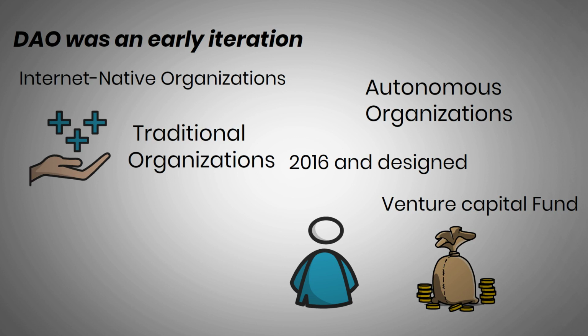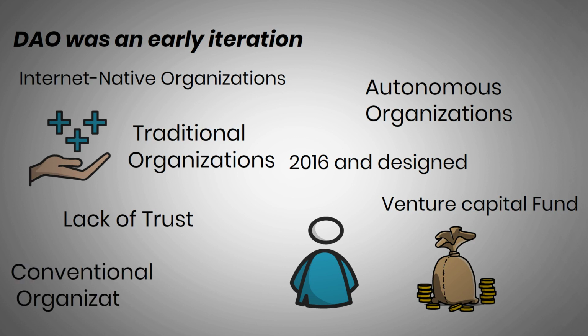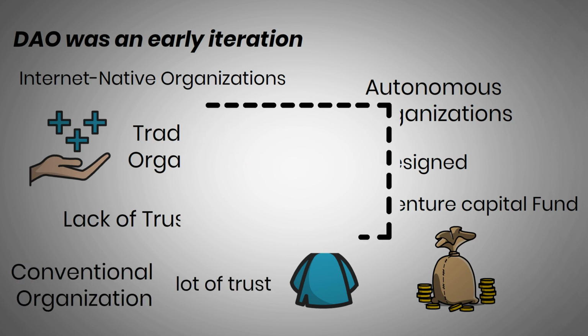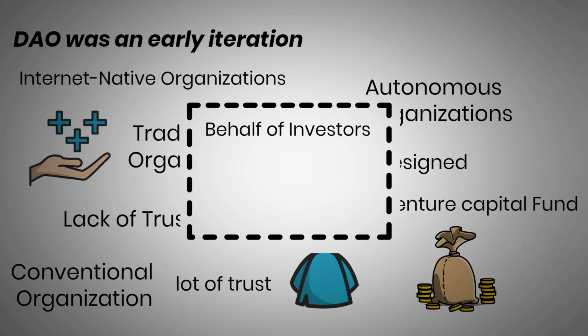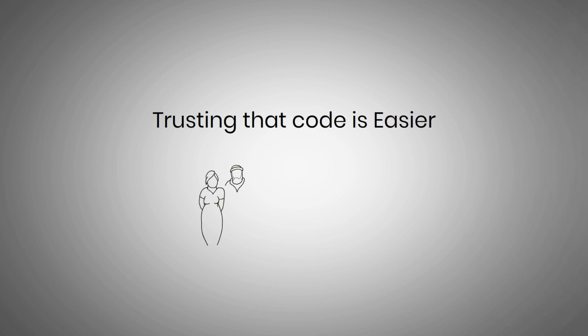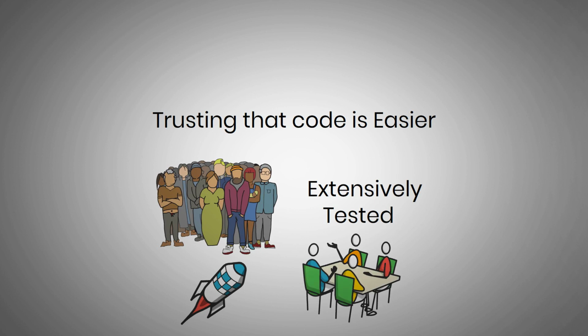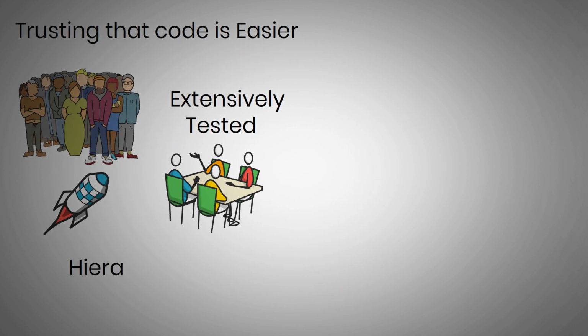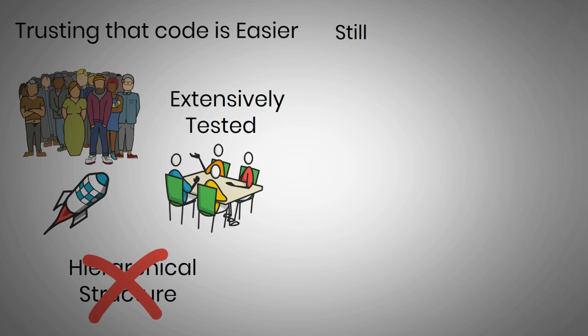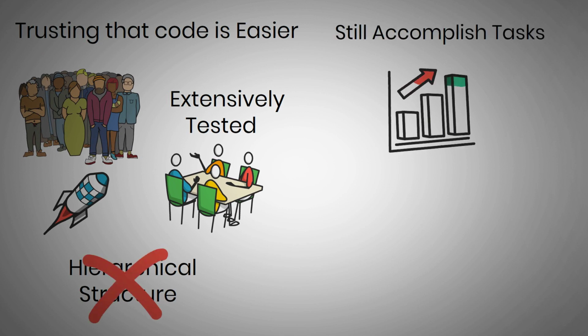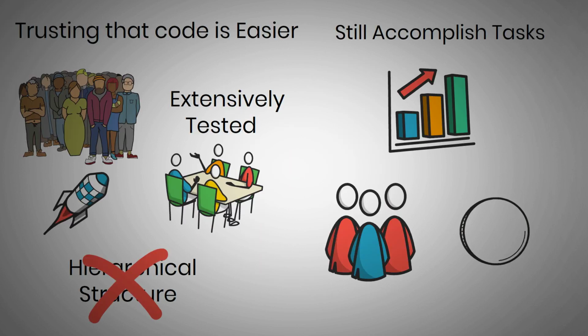One significant advantage of DAOs is the lack of trust between two parties. While a conventional organization requires a lot of trust in the people behind it, especially on behalf of investors, with DAOs, only the code needs to be trusted. Trusting that code is easier to do as it's publicly available and can be extensively tested before launch. After its launch, every action a DAO takes has to be approved by the community and is completely transparent and verifiable. Such an organization has no hierarchical structure, yet it can still accomplish tasks and grow while being controlled by stakeholders through its native token.